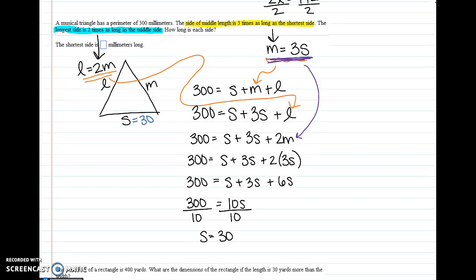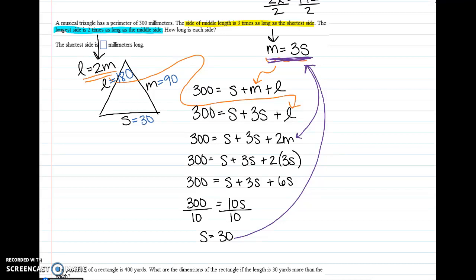Now, how can we find the middle side? Well, the middle side, remember, was 3 times the short side, and now we know the short side. The short side's 30. That means the middle side has to be 90. What about the longest side? Well, the longest side was double the middle. What's double 90? It's 180.